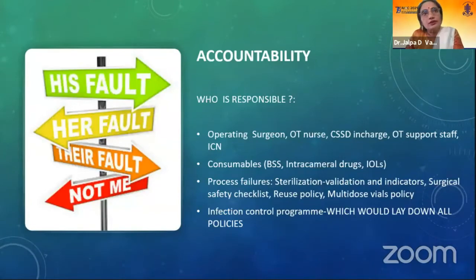Now, who is responsible when infection happens? Is it the operating surgeon, OT nurse, CSSD personnel, OT supporting staff, or your infection control nurse, or consumables like BSS and intracameral drugs? Or it can be due to process failure, like the sterilization machine is not validated, indicators are not checked properly, or reuse policy and multi-dose vial policy are not defined and executed, or your entire infection control program, which would lay down all these policies.